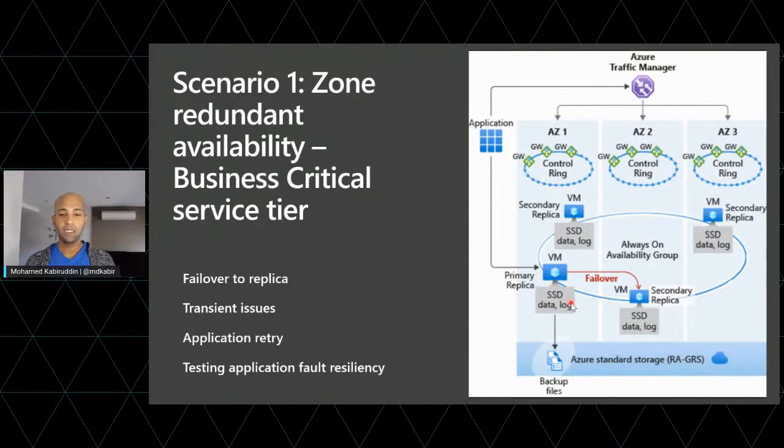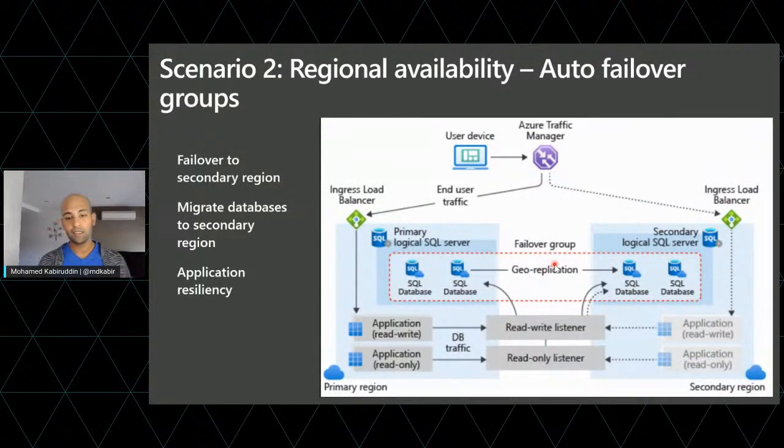Now, the second scenario that we're going to talk about today, and Junchi is going to go into more details on a demo, he's got a fantastic demo lined up for us, is what happens when a particular region in the cloud world or in Azure has an issue. How do you then deal with availability, and how do you make your applications resilient to that?